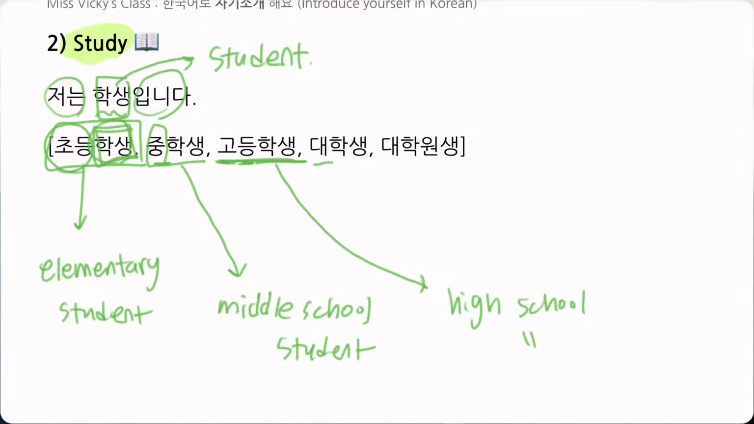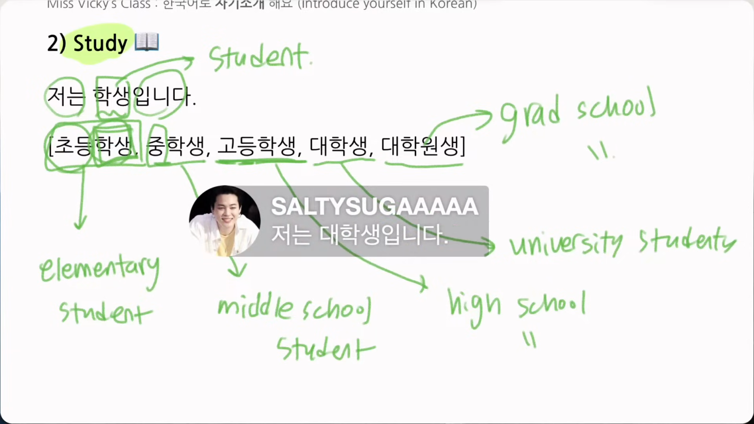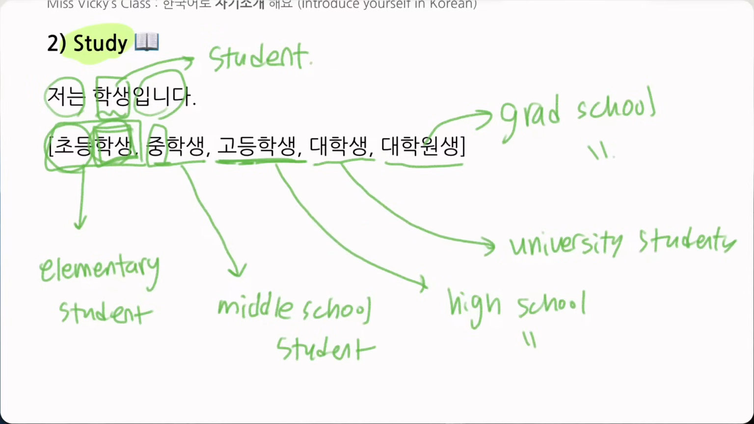And 대학생 means university student. 그리고 대학원생 means you're a grad school student. So you can say that. 그리고 salty님은 대학생입니다. So you're 대학생. Alright, 좋아요. You're a university student. 좋습니다.